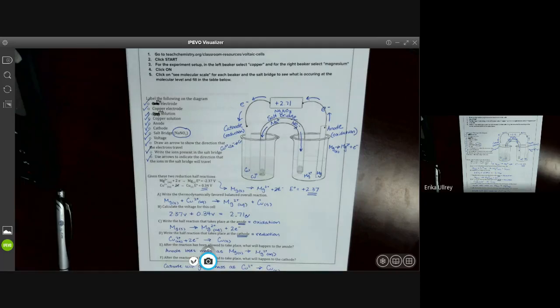Any questions about what to label, how to label, what to do there?